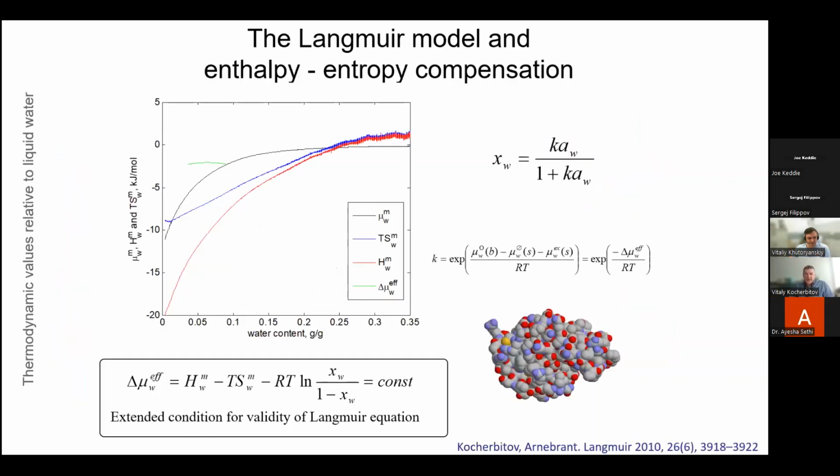And again, if you noticed in the previous slide, the water in between the proteins was more or less arranged in monolayers, and then we can again use the Langmuir model to describe this absorption. And here we also proposed a modified criterion for applicability of the Langmuir model in such systems.